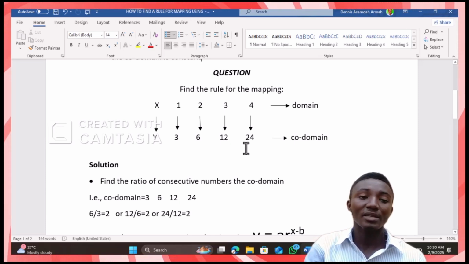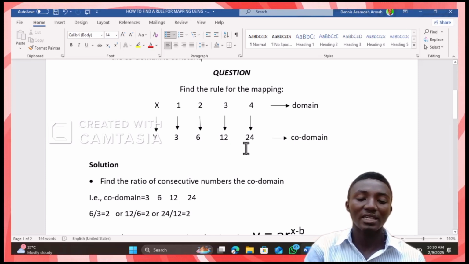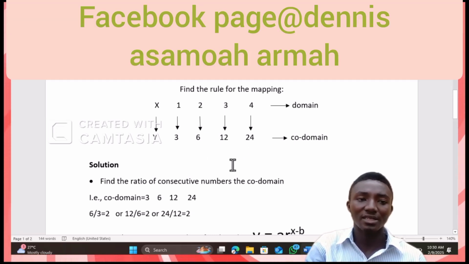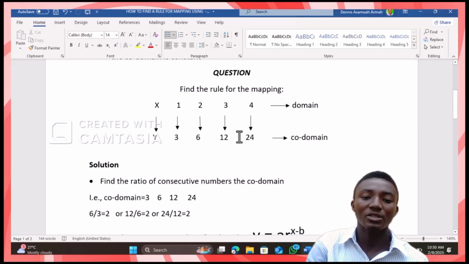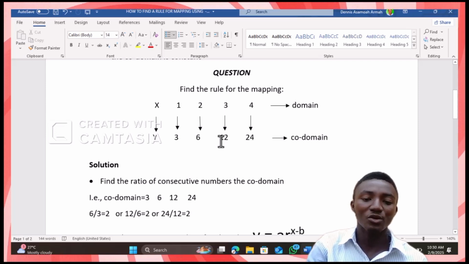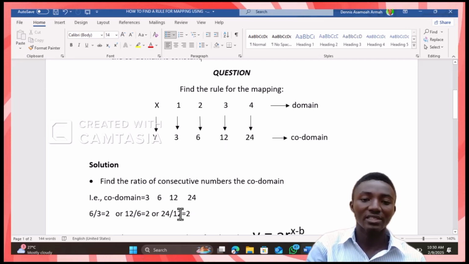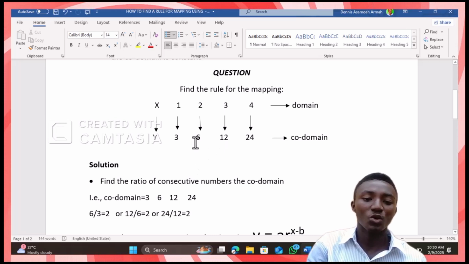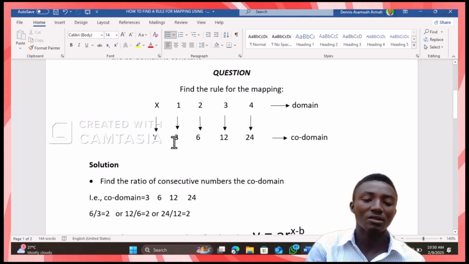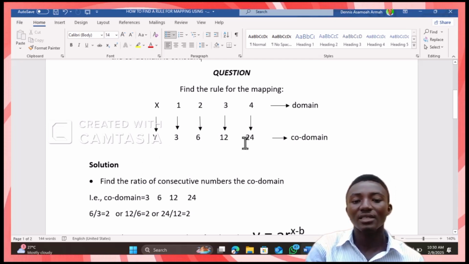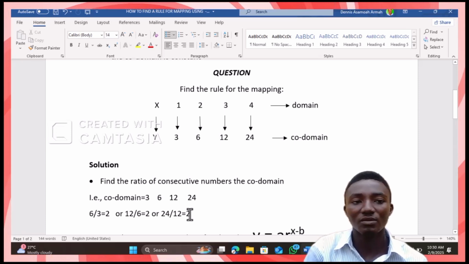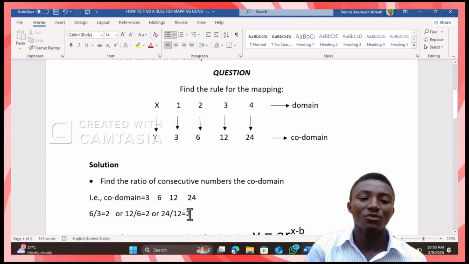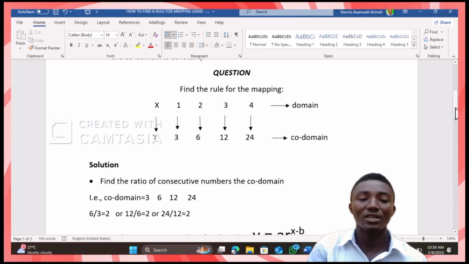The consecutive approach that I'm talking about here is the fact that it follows a pattern. So if you want to find a ratio among the codomain, it should be 24 divided by 12, which gives you what? 2, right? Then we have 12 divided by 6, which gives you what? 2. And we have 6 divided by 3, which gives you what? 2. After finding the consecutive ratios of the codomain, we had a constant value of 2. This tells us that we need to base on the exponential method in finding a rule of mapping.